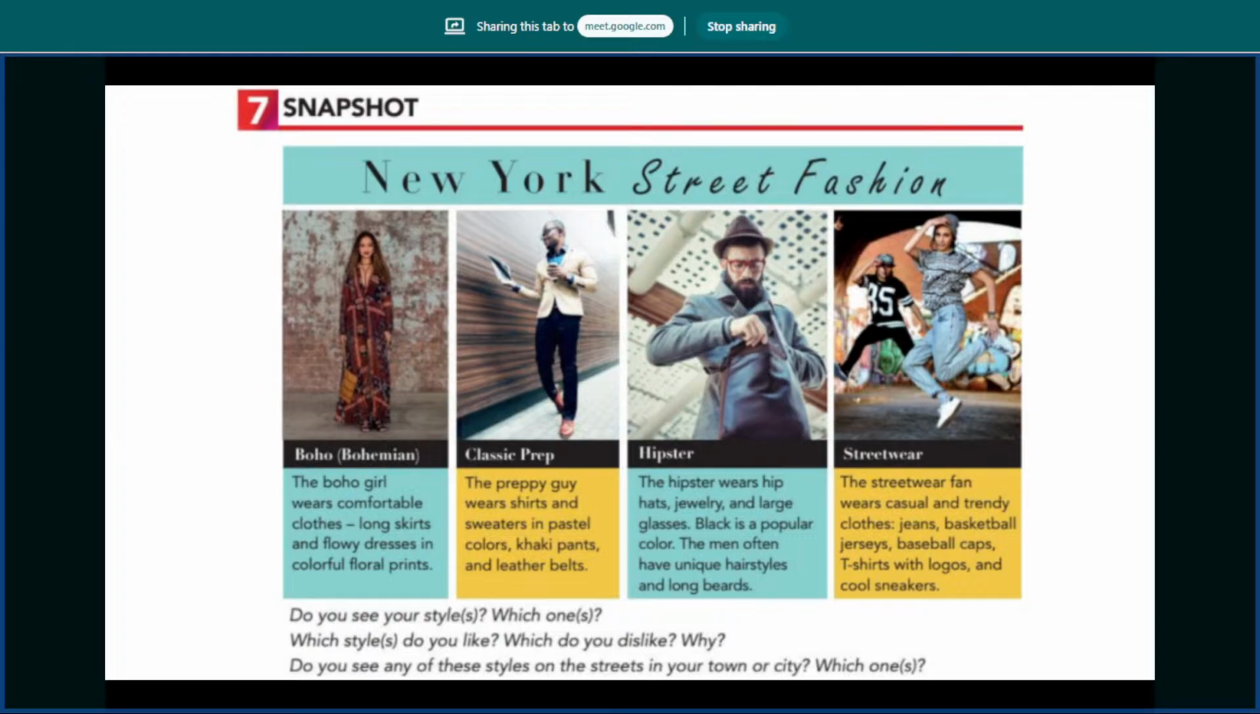I don't like hipster because of our weather condition. Here in India it is too hot, and that's why I don't like this style. Okay. What about you, Harish? Yes, I also don't like hipster, and I also like classic sets like in offices. And as usual, I wear streetwear regularly.